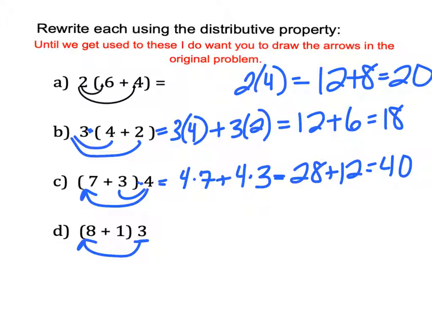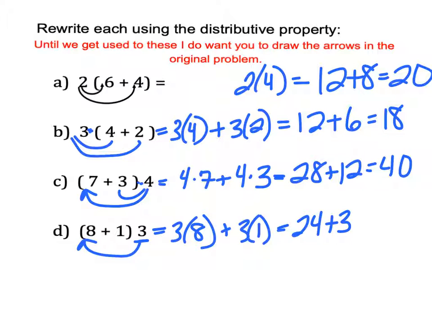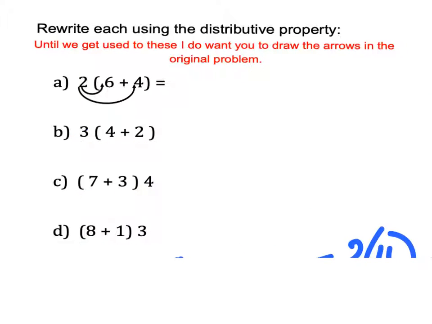3 times an 8 plus the 3 times a 1. And these might have had subtraction symbols or subtraction signs, but nothing would have changed except you would have minus signs.